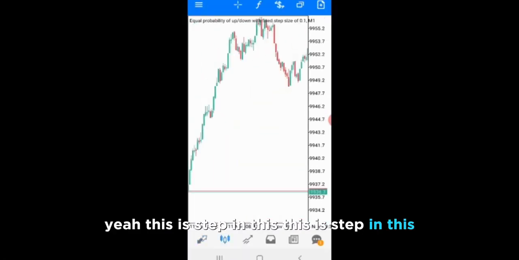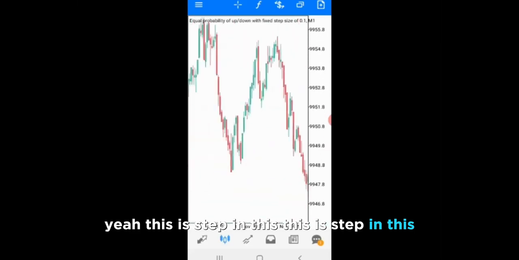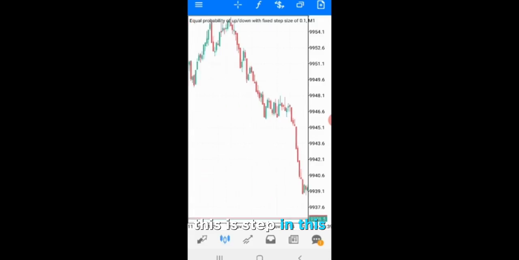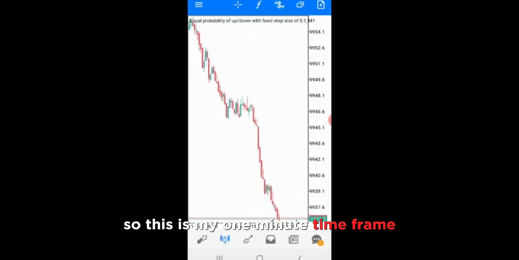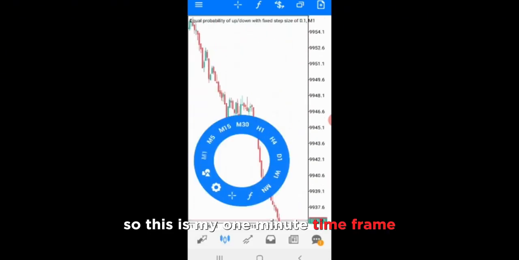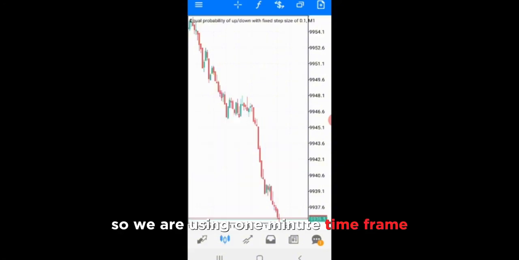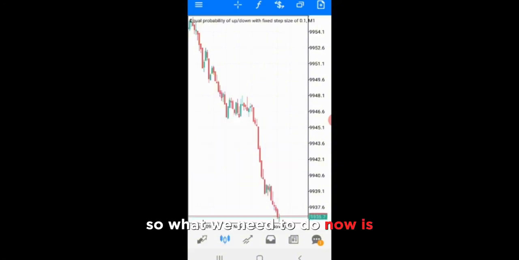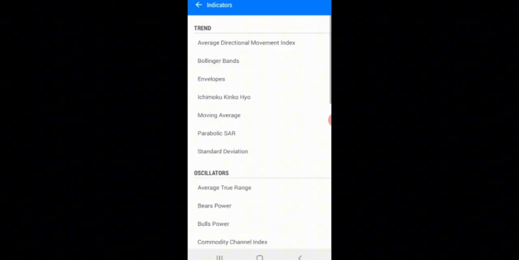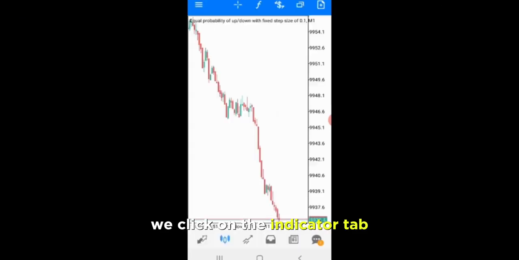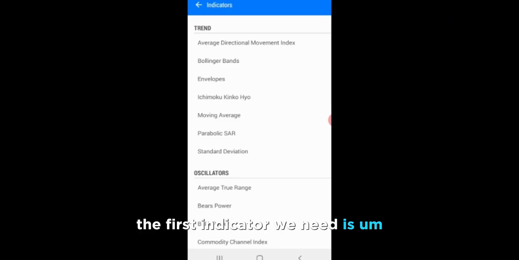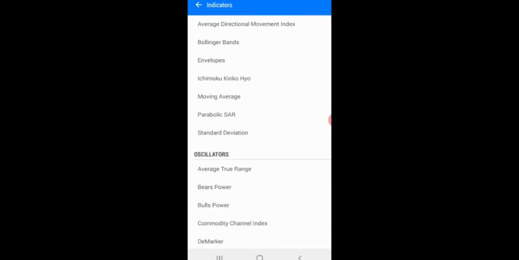Yeah, this is step index. This is my 1 minute time frame. So we are using the 1 minute time frame. What we need to do now is add the indicators that we need. You click on the indicator tab. The first indicator we need is the moving average.